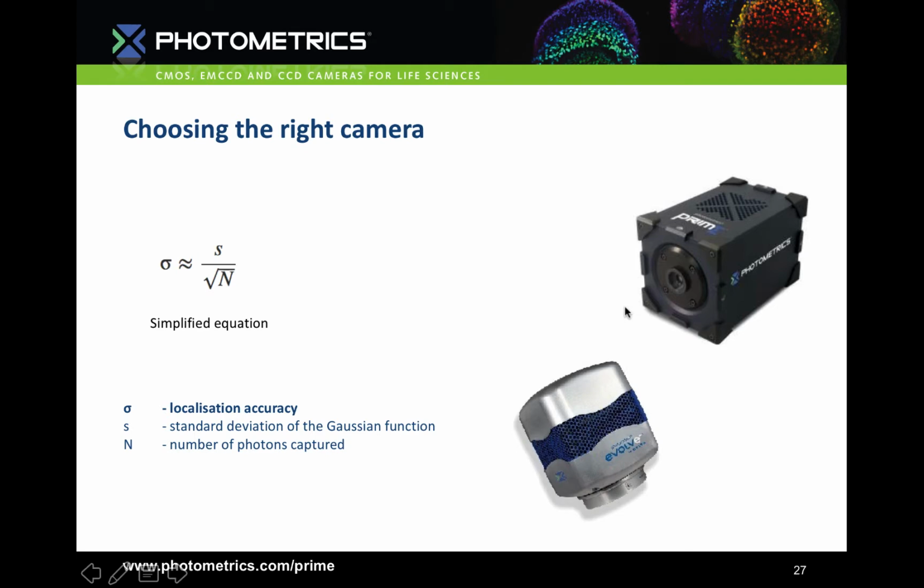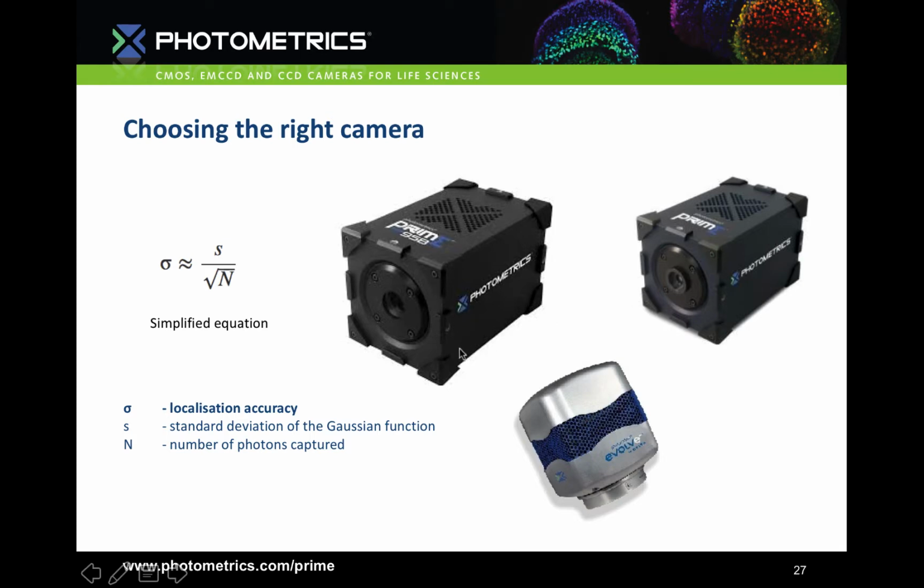However, with the release of the first back-illuminated CMOS device, the Prime 95B, with comparable sensitivity to EMCCDs and superior signal-to-noise, combined with a large field of view and fast acquisition speeds of sCMOS, we found it to give superior super-resolution data when compared to both of these other camera types in terms of localization accuracy, data throughput, and speed of acquisition.